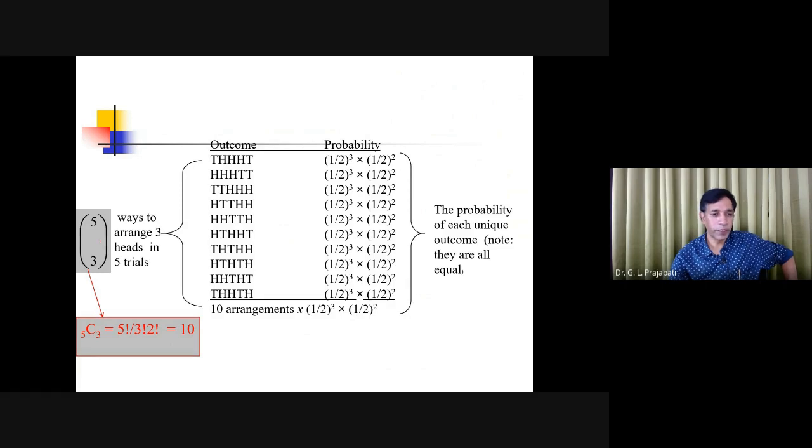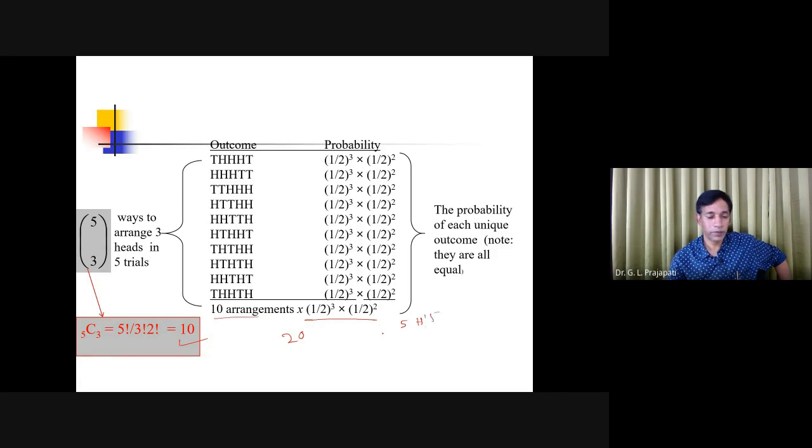So you have 5C3, the ways to arrange the 3 heads in the 5 tries. Like this is one possible combination, and another like this. These are the 10 possible arrangements. And the probability for each of the 10 arrangements is this, so this plus this plus this, how many times? 10 times, which means 5C3. So suppose you are tossing a coin 20 times, and the probability of 5 heads appearing is asked.